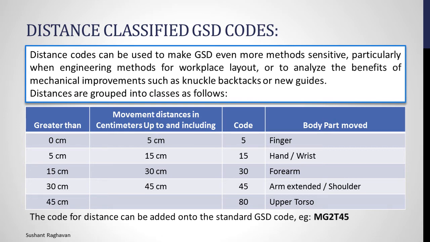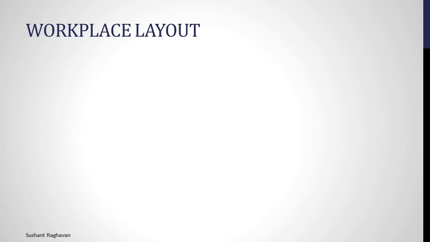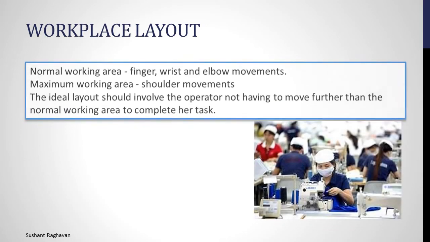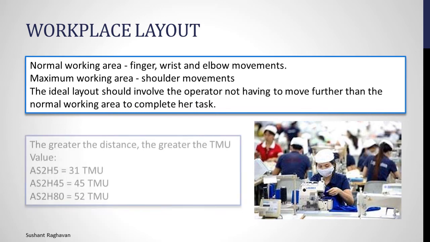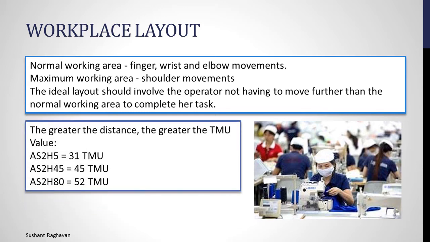The code for distance can be added onto the standard GSD code, for example MG2T45. Workplace layout. Normal working area: finger, wrist and elbow movements. Maximum working area: shoulder movements. The ideal layout should involve the operator not having to move further than the normal working area to complete a task. The greater the distance, the greater the TMU value.